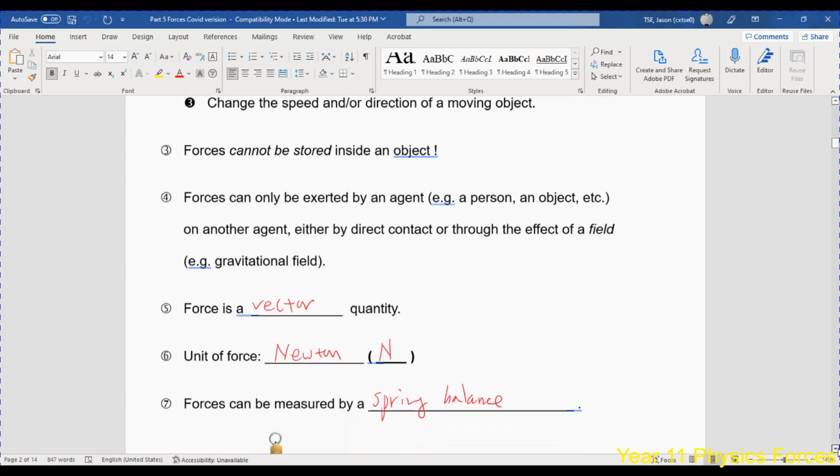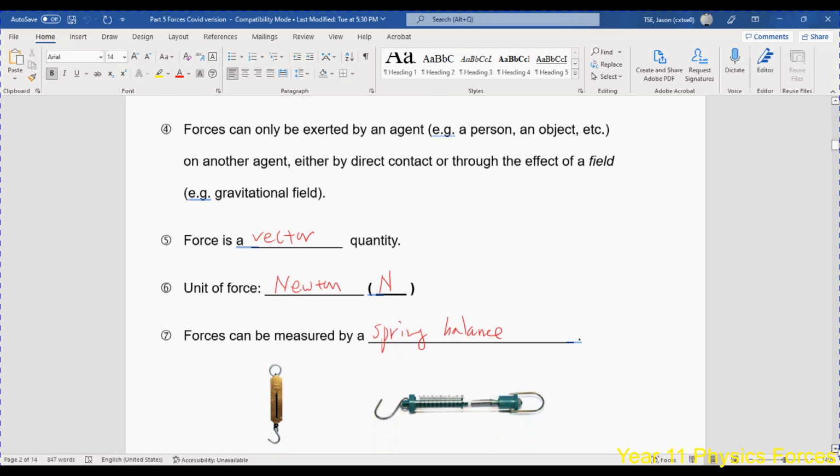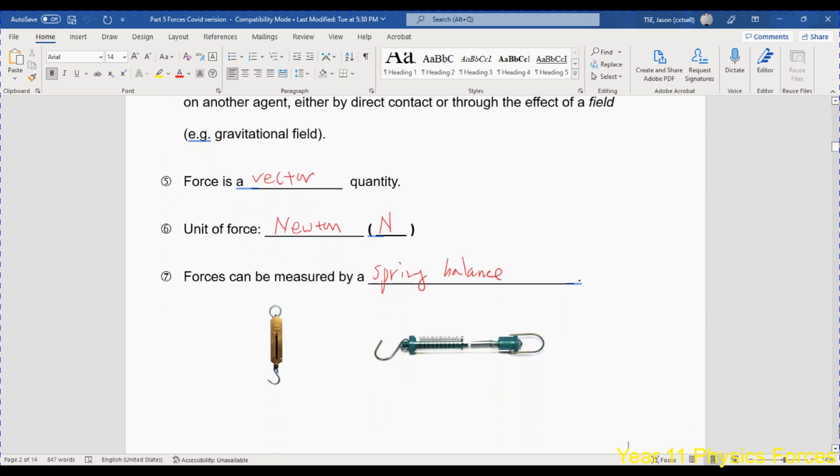And for each force, you need a certain agent to apply the force, and there must be another agent who experiences the force. Force is a vector. That means you need to consider the magnitude as well as the direction of a force. The unit of force is the newton, and force can be measured by a spring balance.